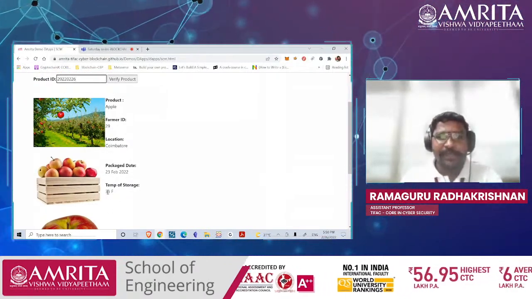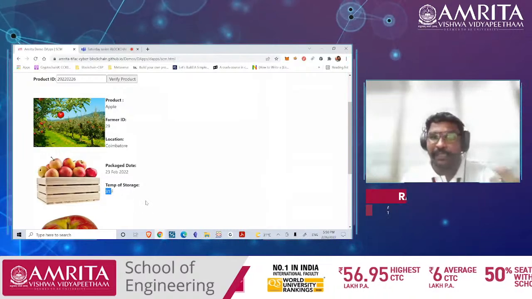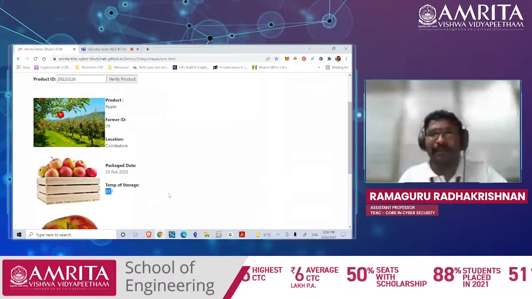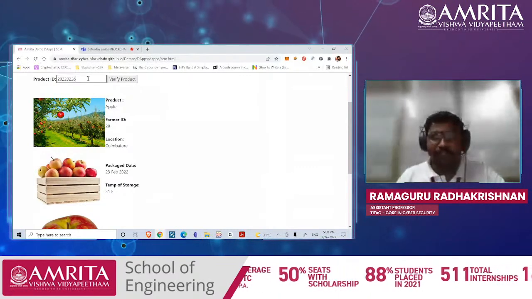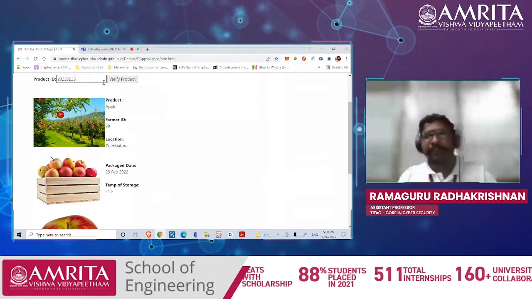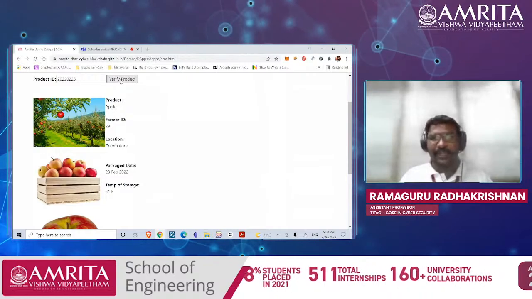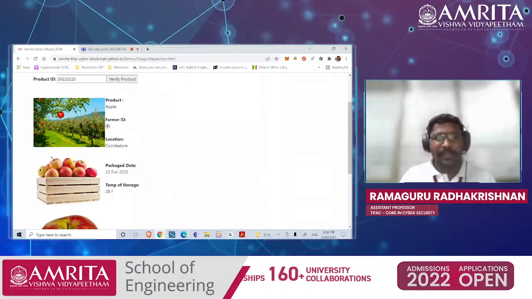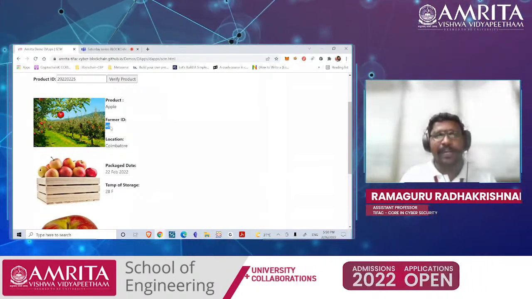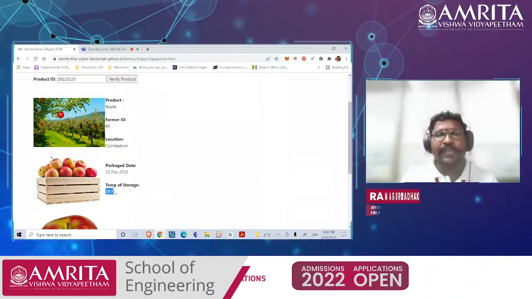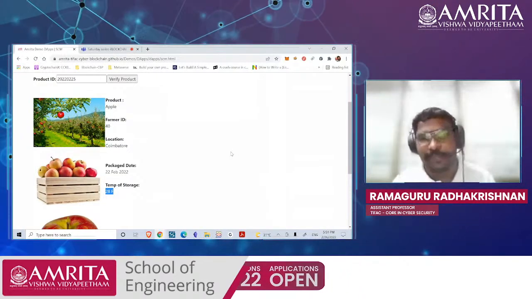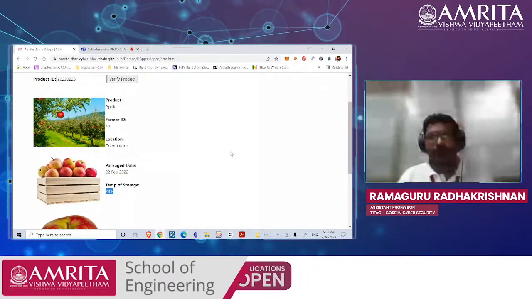What is the other advantage? This apple is optimally stored at 32 degrees Fahrenheit, is what I understand from the internet. So now assume that some farmer, say the farmer with ID 40, during packaging and transportation has not ensured this, and has stored it at 28 degrees Fahrenheit. And if you store an apple at 28 degrees Fahrenheit for quite some time, it will not be good.